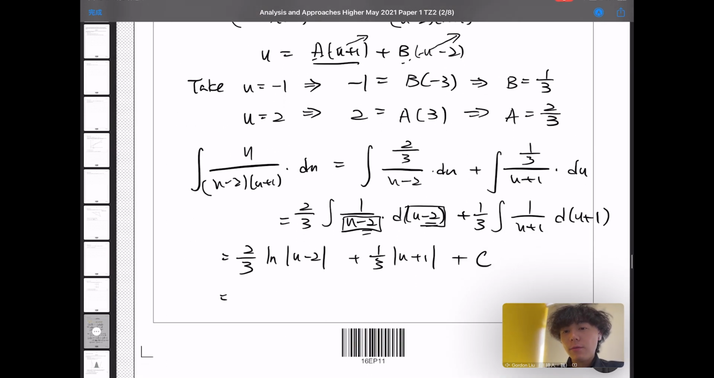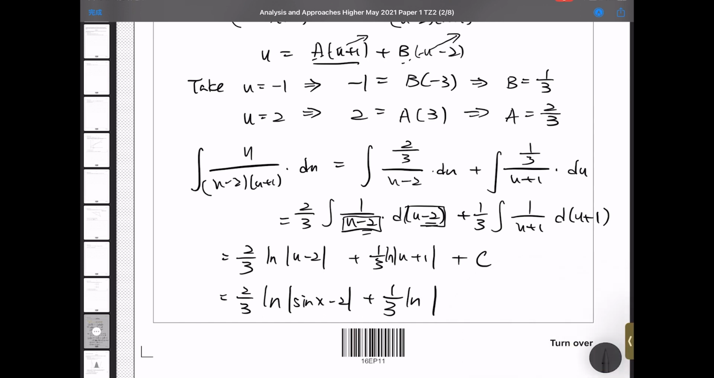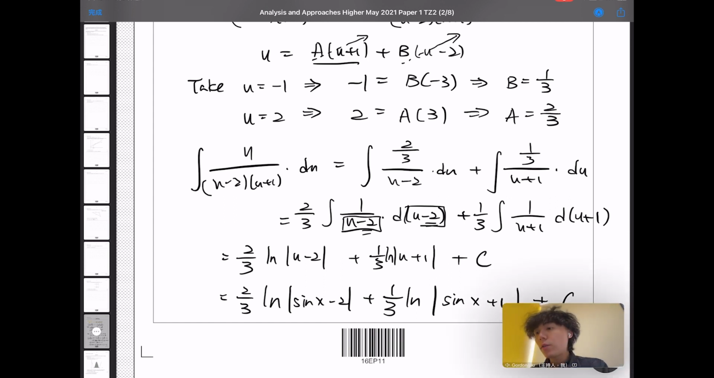So finally we need to do back substitution. We go backward and this is sine X minus 2. Oh sorry, I forgot to write ln here. I missed the ln. Okay, ln, and then that will be sine X plus 1. And then we add C here. So that would be the answer. You can do further simplification if you want, but it won't be necessary. The exam board will give you everything. So basically that's the solution of the whole question.